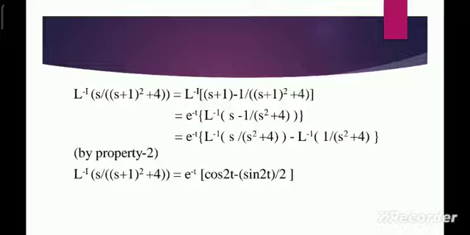Now using the inverse formula, we get L inverse of s by s square plus 4 as cos 2t and L inverse of 1 by s square plus 4 as sin 2t by 2. Therefore, the answer is e power minus t into cos 2t minus sin 2t by 2.